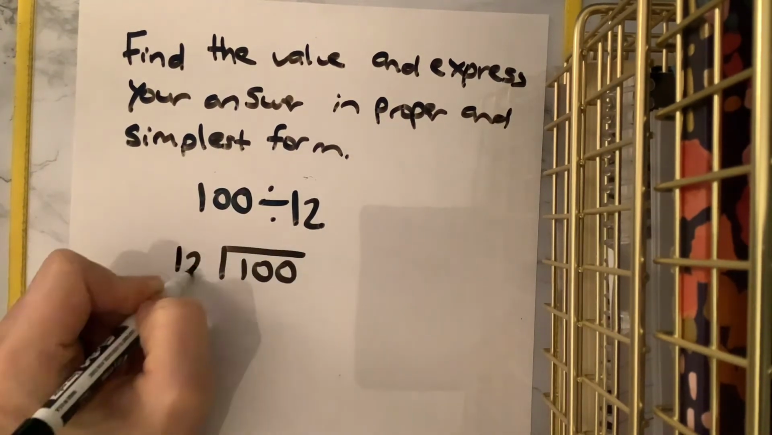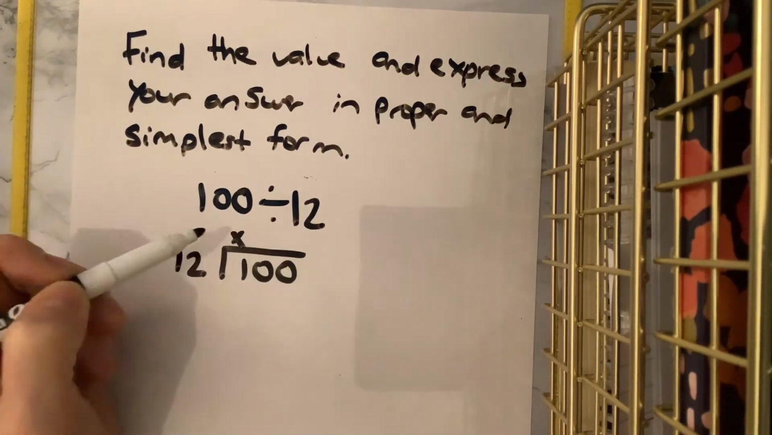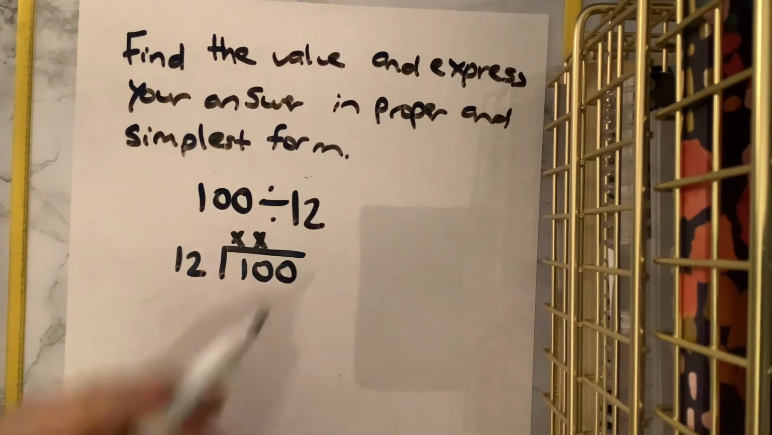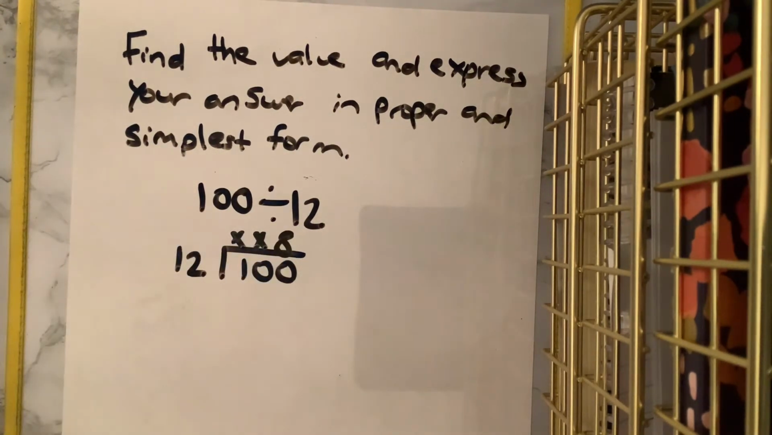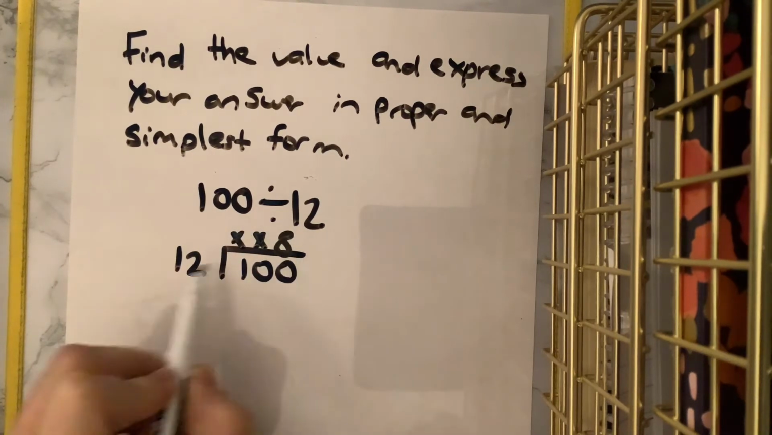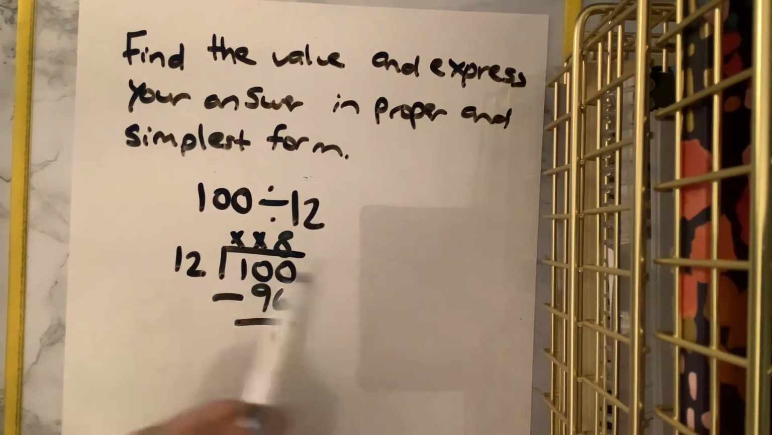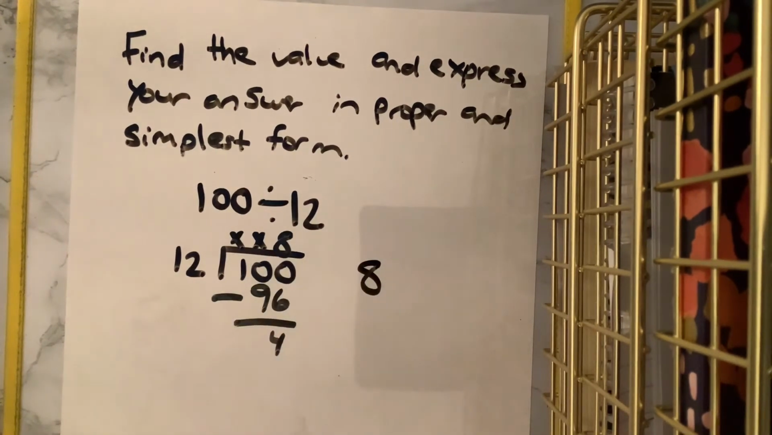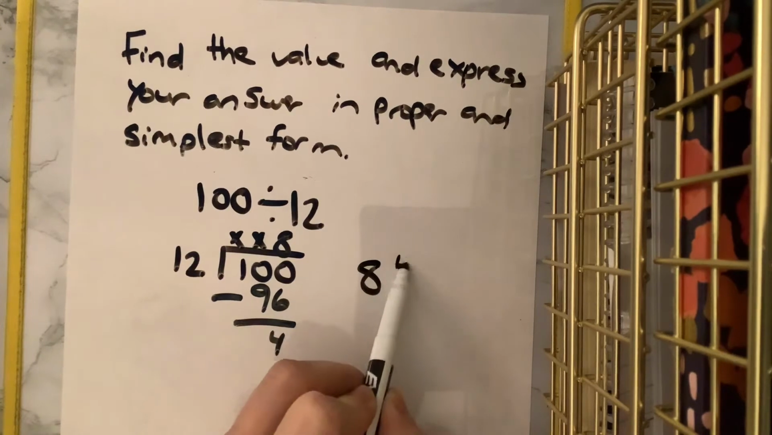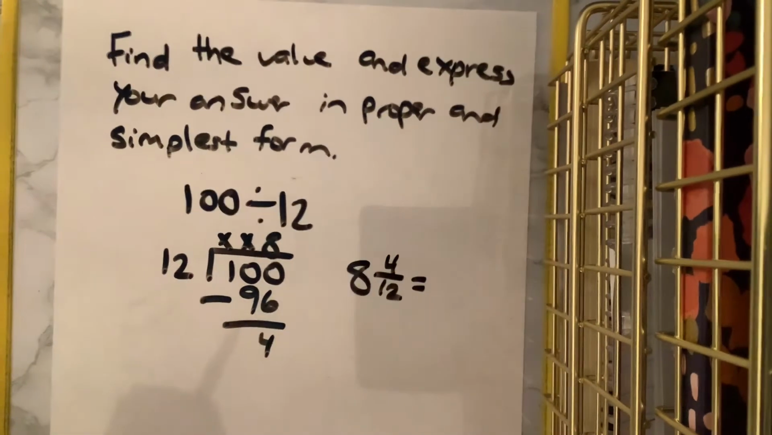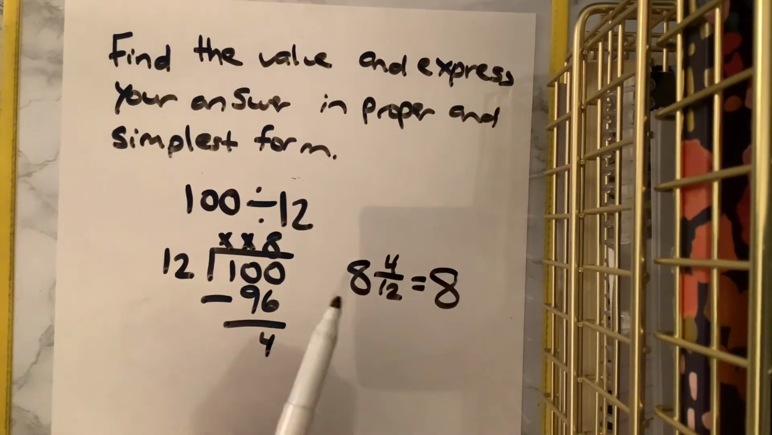So we do our division. 12 does not go into 1, does not go into 10. With a little work, you may have figured out that 12 goes into 100 8 times. 8 times 12 is 96 with a remainder of 4. And again, we go around our clock. So 8, excuse me, and 4 twelfths. And we ask, is it proper? Yes. Can it be simplified? Yes. So we get 8 and 1/3 is our answer.